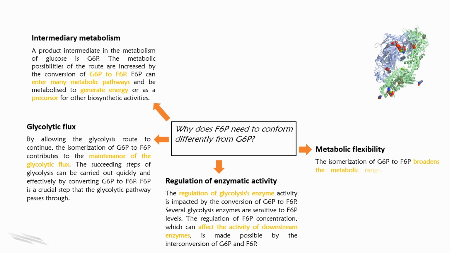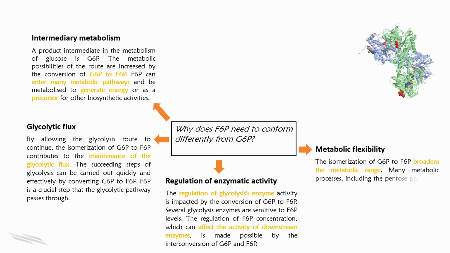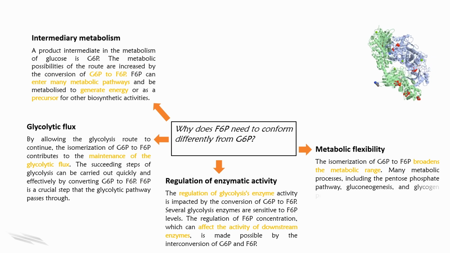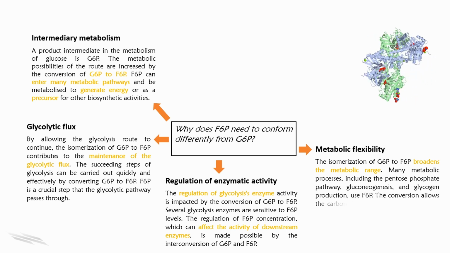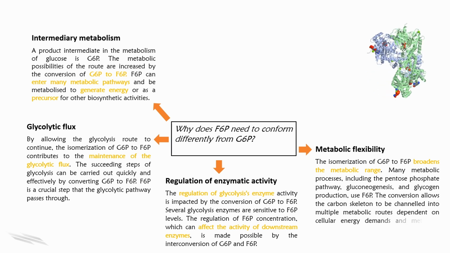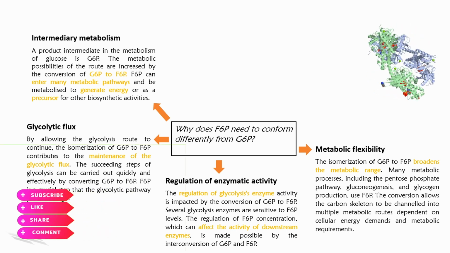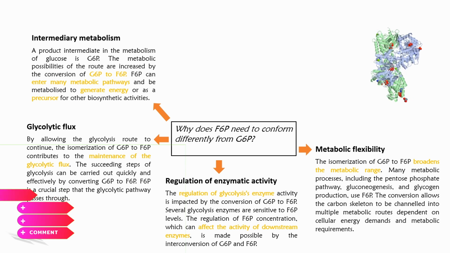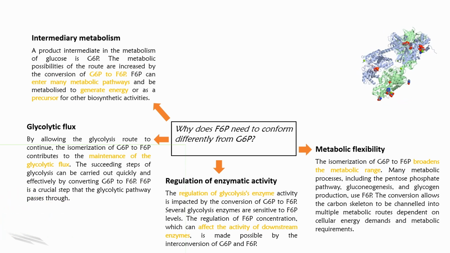Metabolic flexibility. The isomerization of G6P to F6P broadens the metabolic range. Many metabolic processes, including the pentose phosphate pathway, gluconeogenesis, and glycogen production, use F6P. The conversion allows the carbon skeleton to be channeled into multiple metabolic routes dependent on cellular energy demands and metabolic requirements.